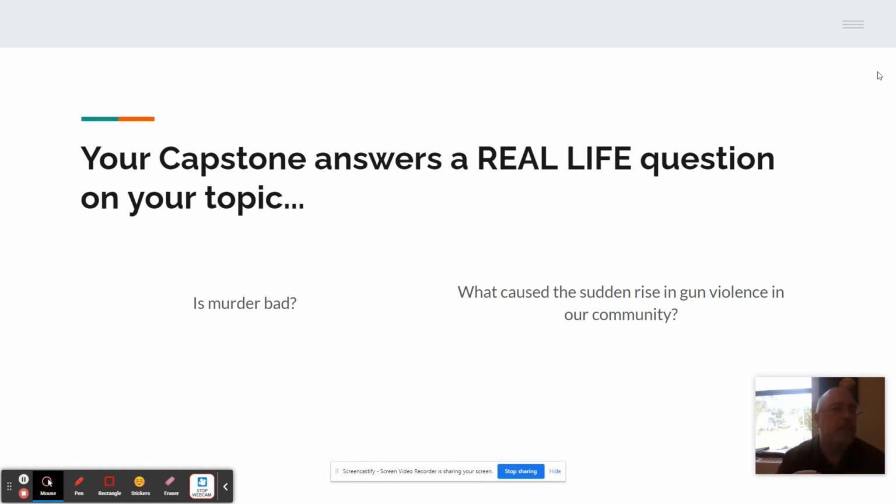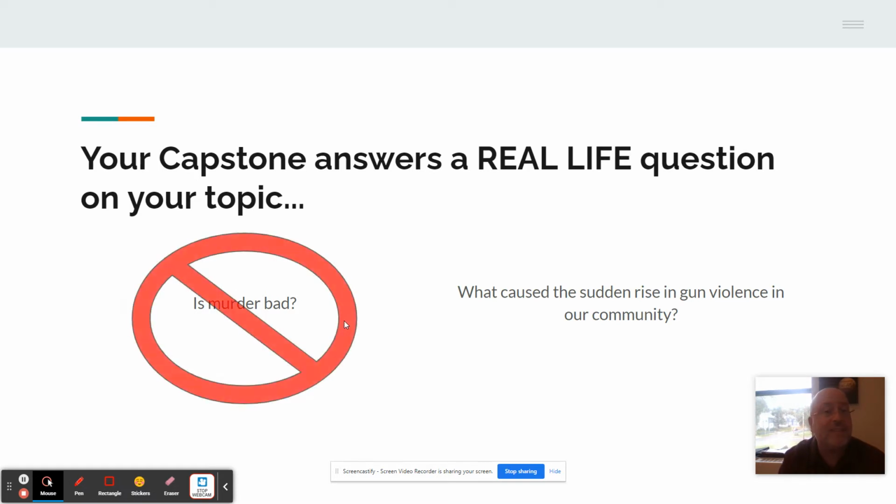And I've got a couple of examples here. On the left, we have, is murder bad? On the right, what caused the sudden rise in gun violence in our community? I think we can agree that, is murder bad? We don't have to have a big debate. Generally experienced murder is a bad thing. So that's not a good research question. You can't write 10 pages on that. I mean, it's true, we agree, but it's not a research question.